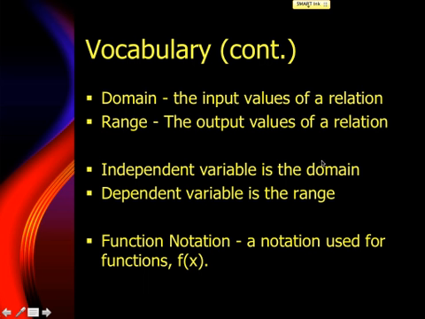Your independent variables are always the domain, and your dependent variables are the range. Now the difference between independent and dependent variables: there's always one variable that depends on the other, and that's how you can tell the difference between independent and dependent variables.